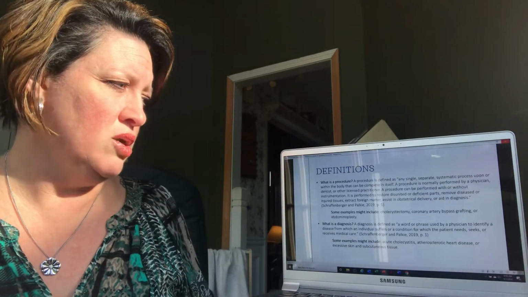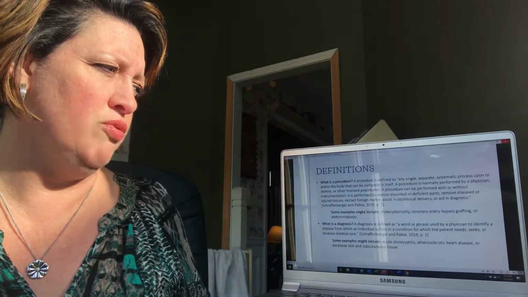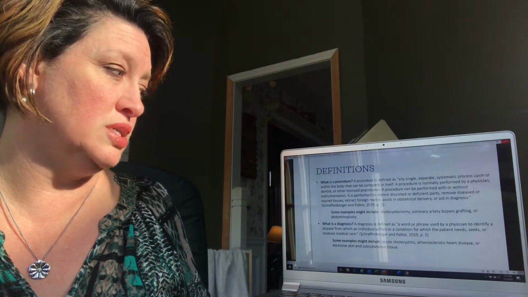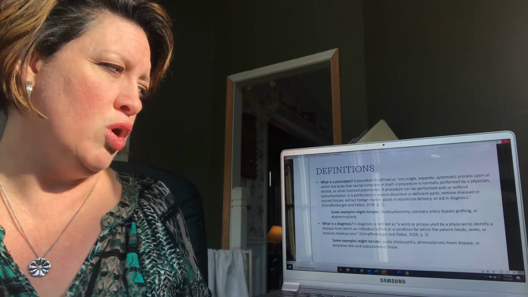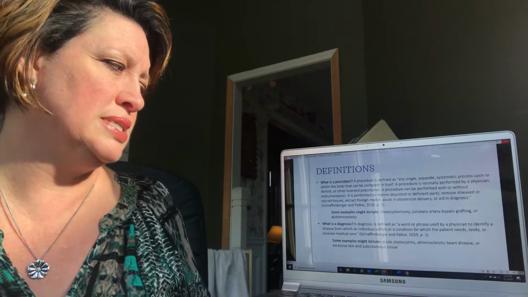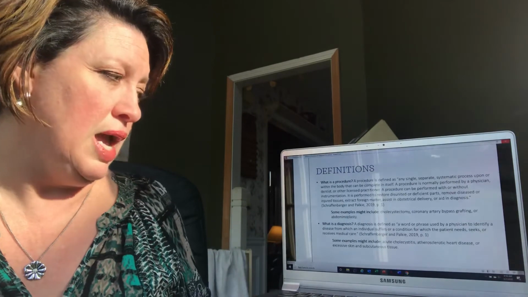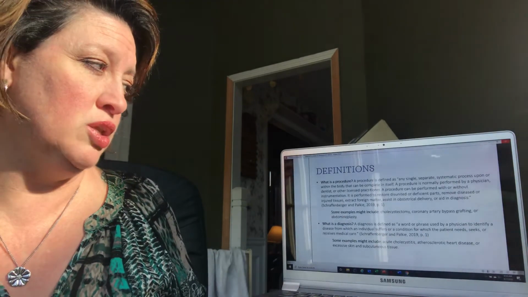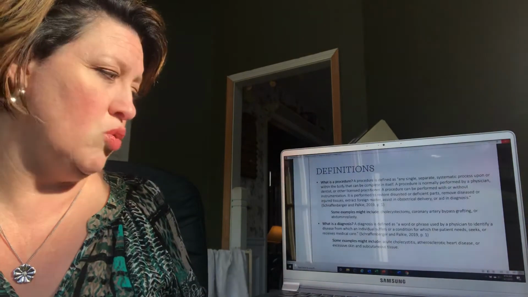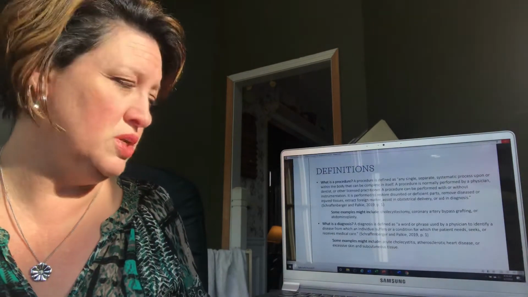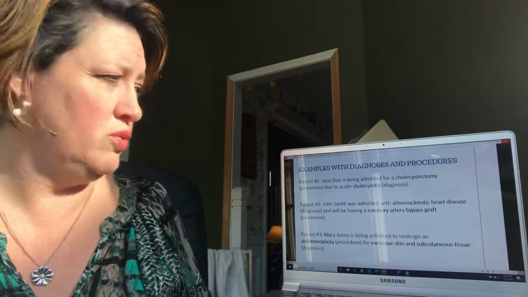And a diagnosis is defined as a word or phrase used by a physician to identify a disease from which an individual suffers, or a condition for which the patient needs, seeks, or receives medical care. Some examples of these might include acute cholecystitis, atherosclerotic heart disease, or excessive skin and subcutaneous tissue. You can see where I'm going with this.